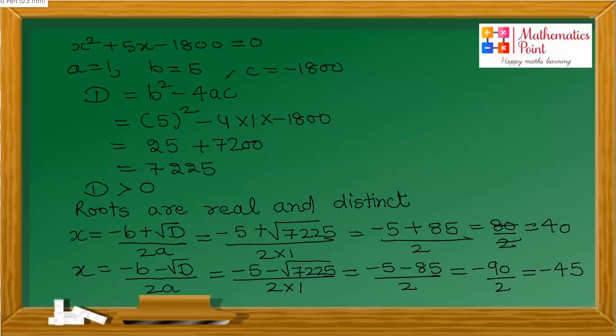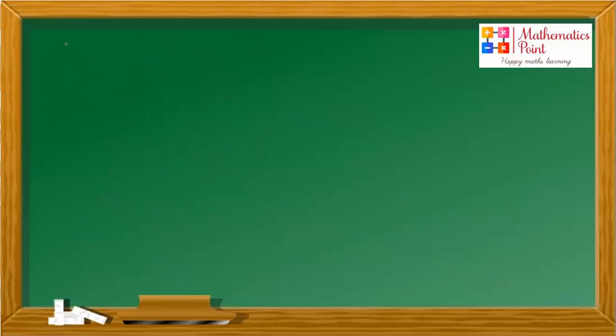Now, as you know that speed can never be negative, therefore, you can say that usual speed of train is equal to 40 kilometer per hour. Let us try one more problem.